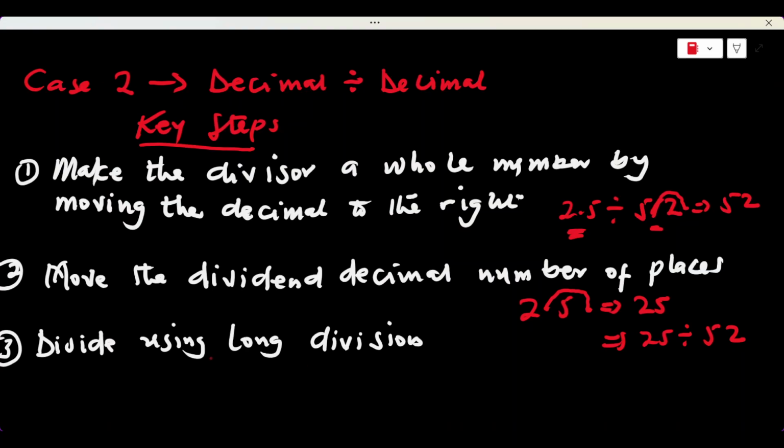Then finally, you use what? The long division, as we have done in the previous example. You now use your long division where you have your 25 inside, which is the dividend, and then the divisor, which is 52 outside. I hope that is clear. All right. With these rules and steps in mind, let's look at some examples under this case.